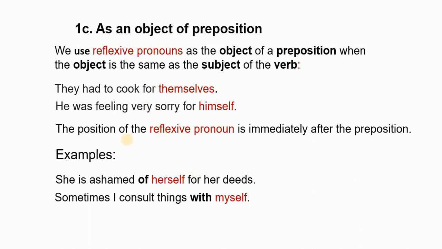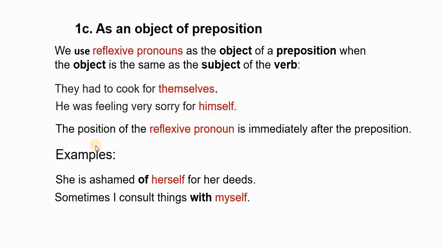So, reflexive pronoun as an object of preposition. We use a reflexive pronoun as the object of a preposition when the object is the same as the subject of the verb. Example, they had to cook for themselves. He was feeling very sorry for himself.